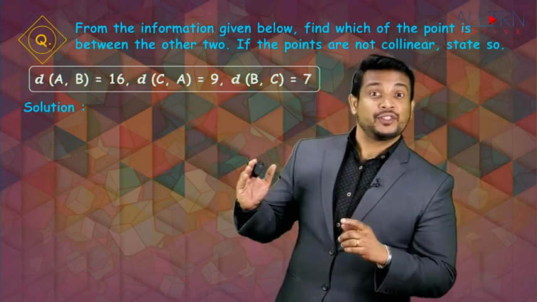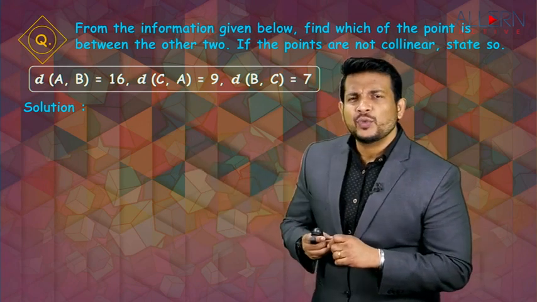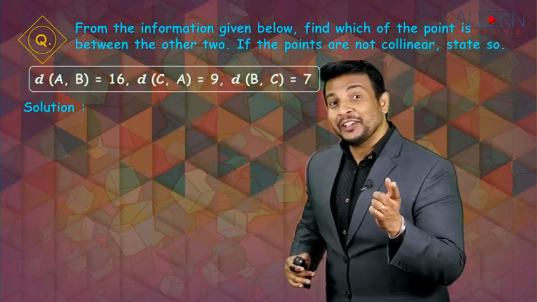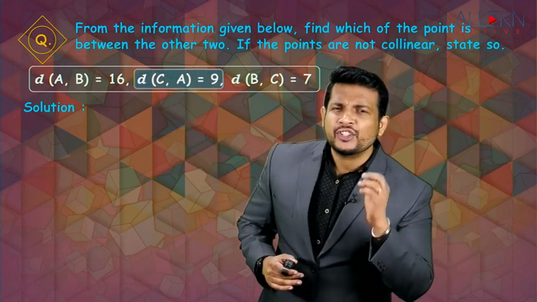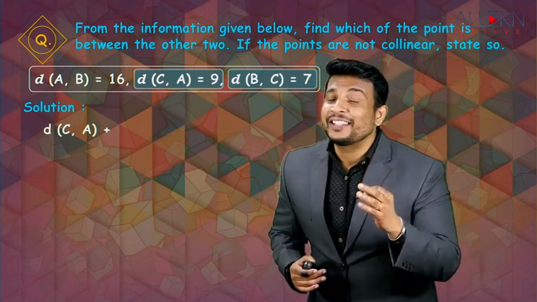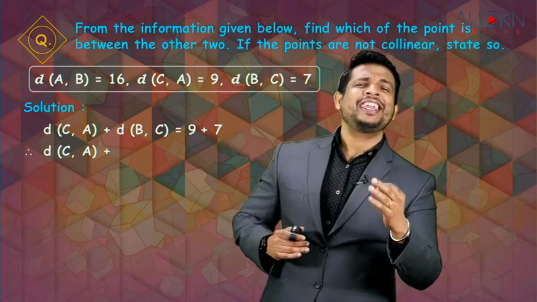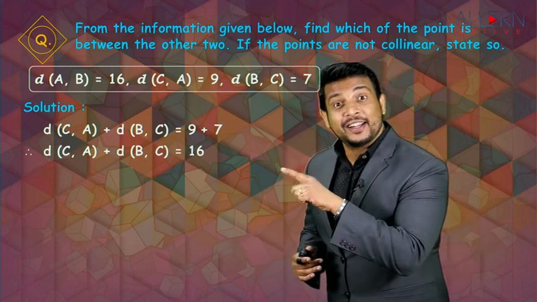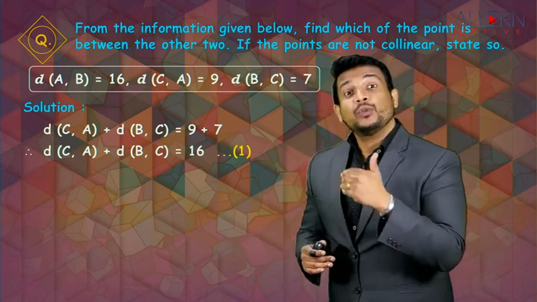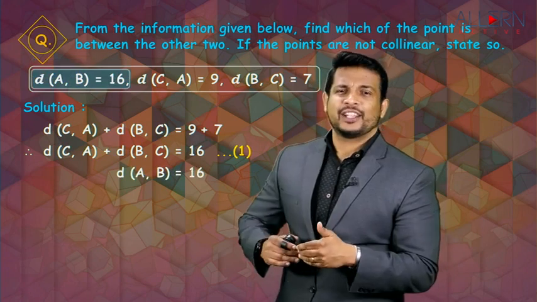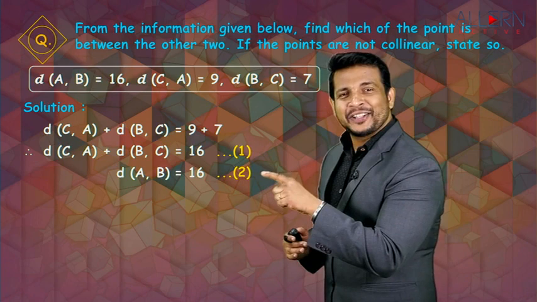What do we do? Out of the 3 distances, pick up the bigger distance. Which one is that? Distance between A and B, 16. Keep it aside first. The other 2 smaller ones, add it up first. So we write distance between C and A plus distance between B and C is 9 plus 7. How much is that? It is 16. Beautiful. And let's say that's our result number 1, right? Now the next one, the longer one, what is that? Distance between A and B, that is 16, and that's our result number 2.